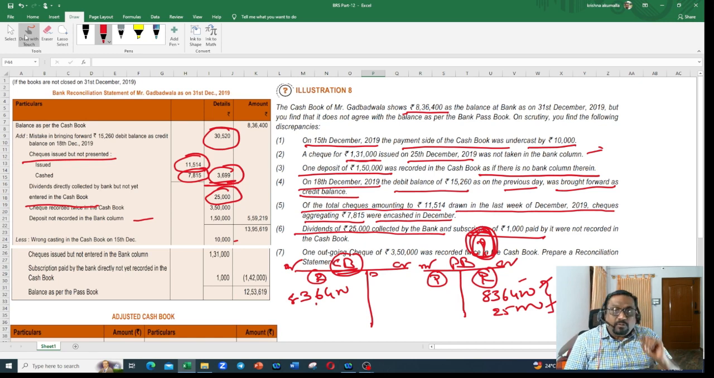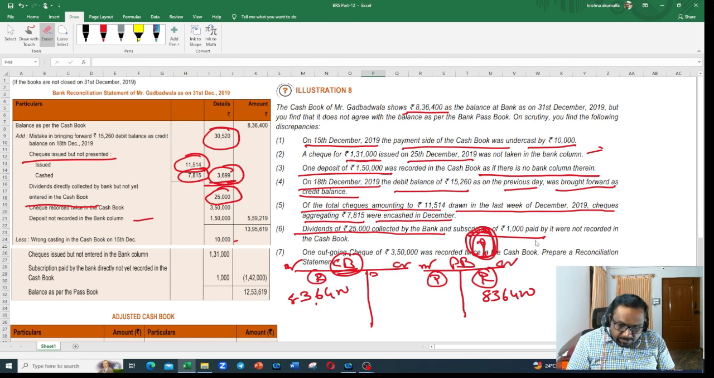When they paid 1,000, where would they have recorded this amount? Let me clear this first. So what did they say? 1,000 rupees subscriptions paid. When the subscriptions are paid, that would have been recorded on the debit side. That would have been recorded on the debit side here as 1,000. Am I right or wrong?